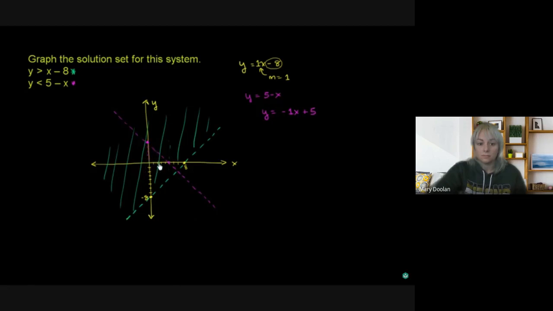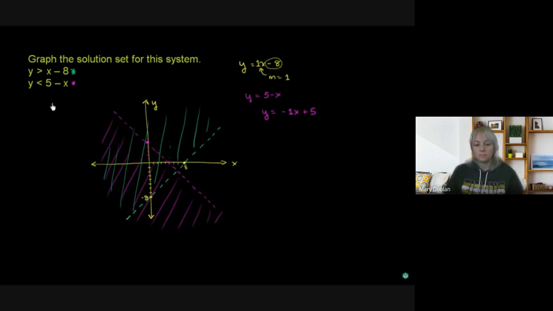So for any x value, 5 minus x will sit on that boundary line. But we care about the y values that are less than that. So we want everything that is below the line. And once again, you can test on either side of the line. 0, 0 should work for this second inequality right here. 0 is indeed less than 5 minus 0. 0 is less than 5. And then you could try something like 0, 10 and see that it doesn't work. Because 10 is less than 5 minus 0 doesn't work. So it is everything below the line like that.